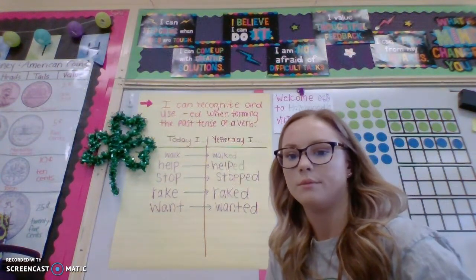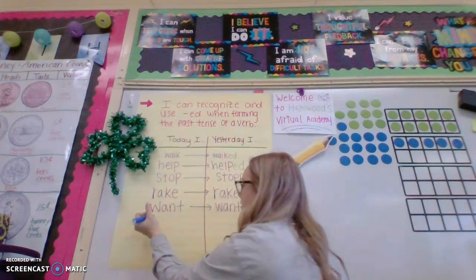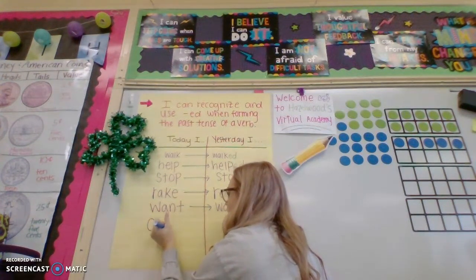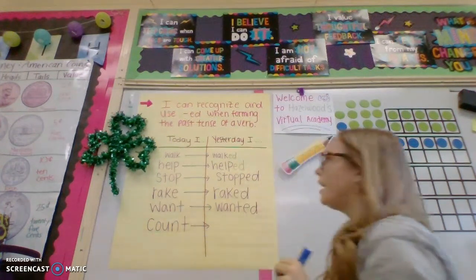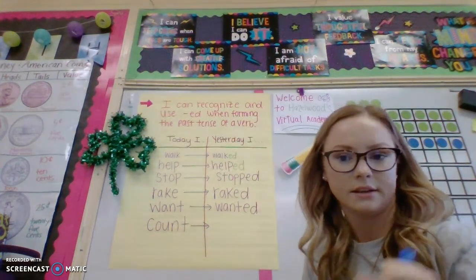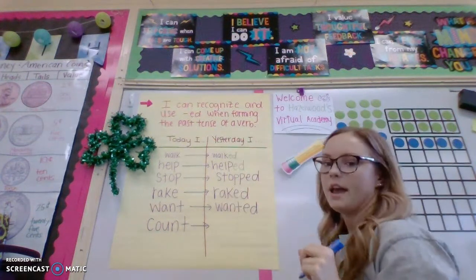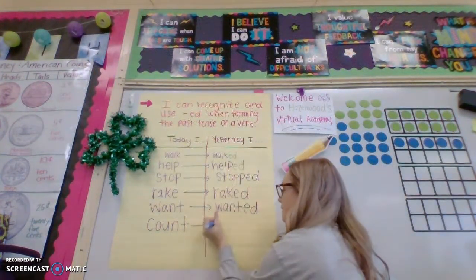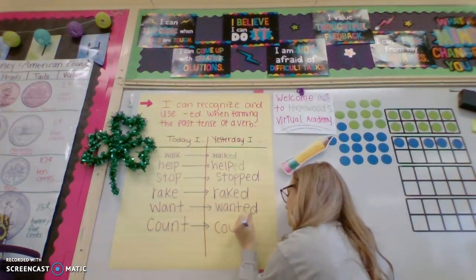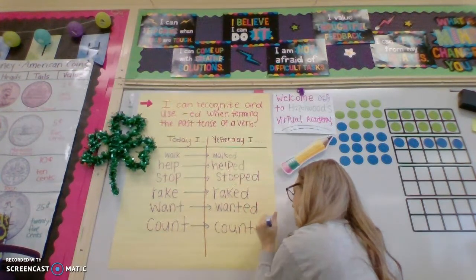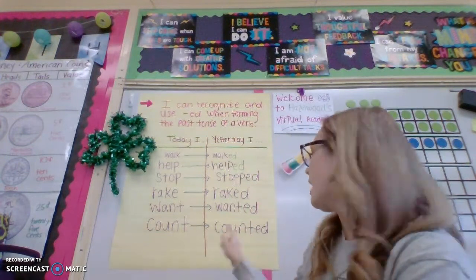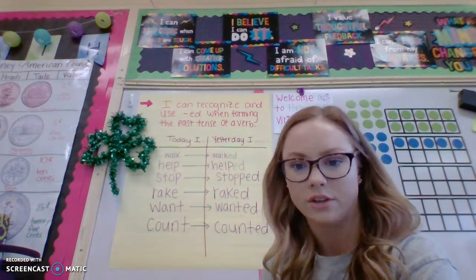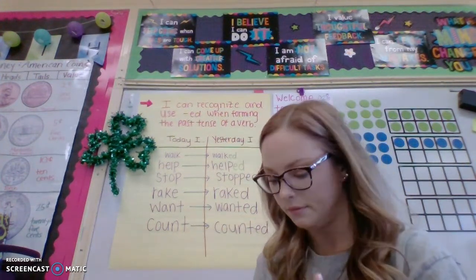We're going to do one more. Here's the word count. Today I count my blessings. Yesterday I counted. If I'm talking about yesterday, that was another day, it already happened. So we're going to add the ed on the end of the action of whatever I was doing.